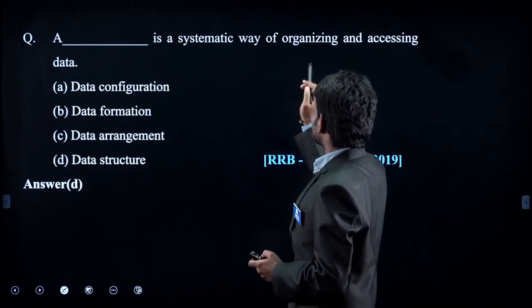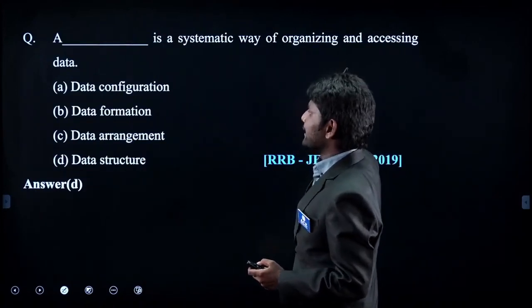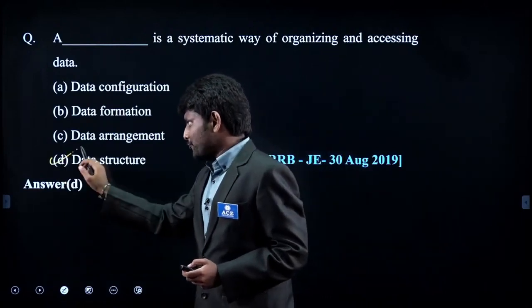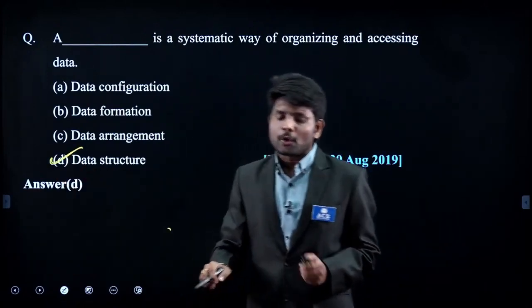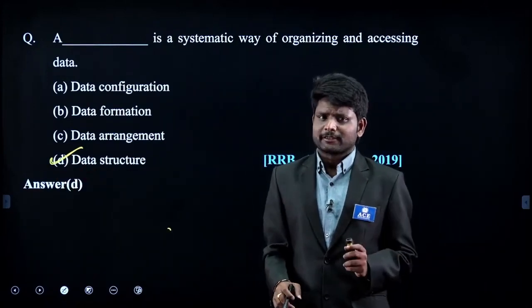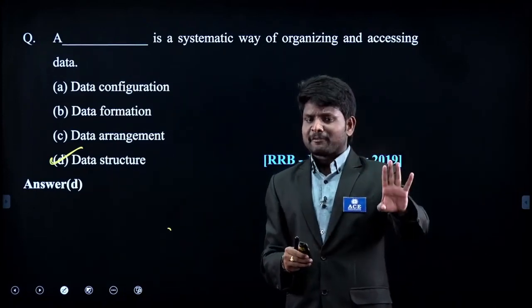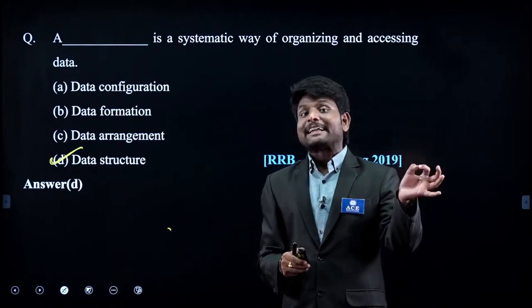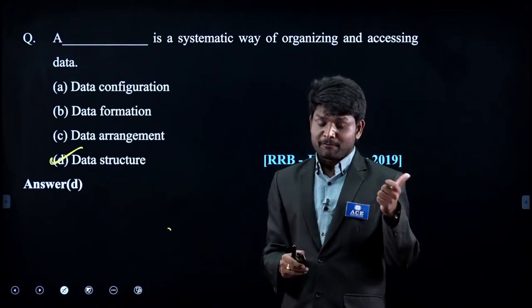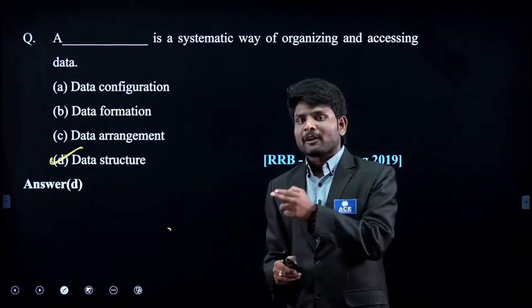A dash is a systematic way of organizing and accessing data. Okay, so this is a data structure. An information system to store the data may involve different data structures. In the coming slides, I'll try to explain the definition of an information system, the different entities involved in the information system, and the different types of information systems.